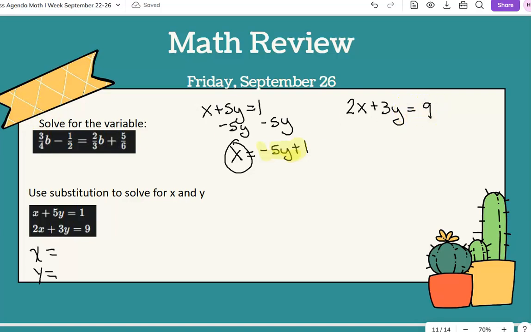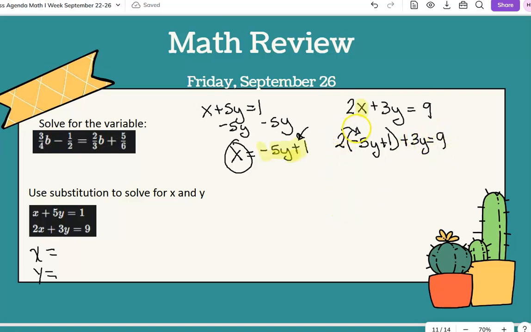I'm going to rewrite this, and everywhere there's an x, I'm going to plug in this guy here, negative 5y plus 1. So it's going to go 2, I'm going to put my x in parentheses, and I'm going to substitute negative 5y plus 1. And then I'm going to continue with my equation, plus 3y equals 9.